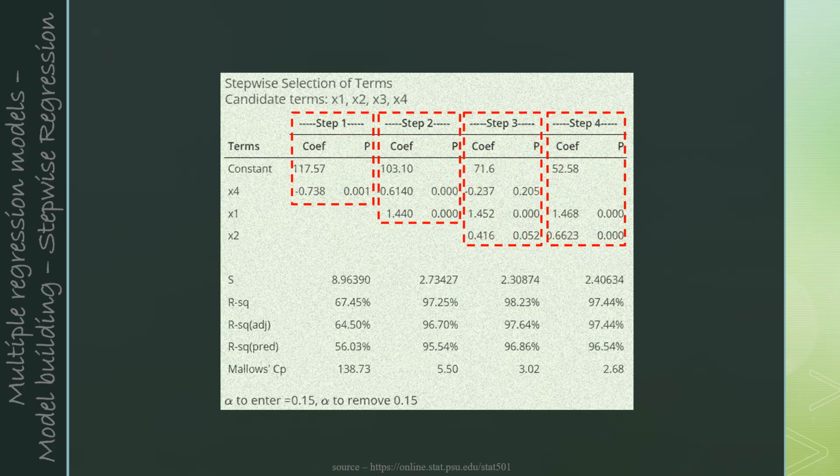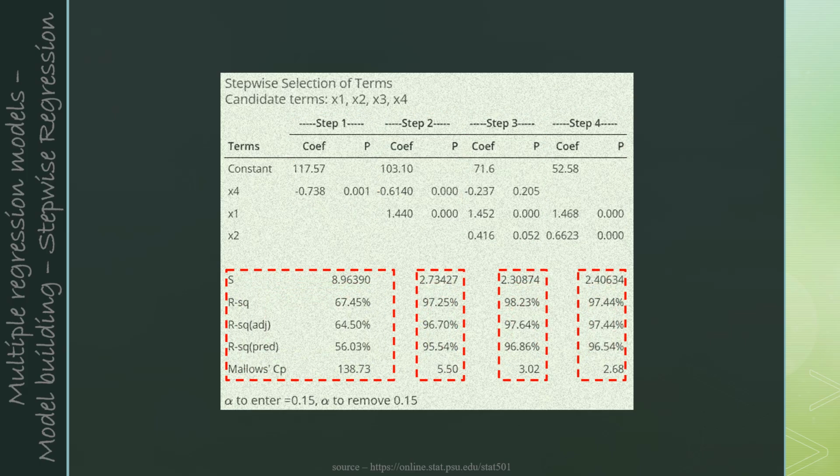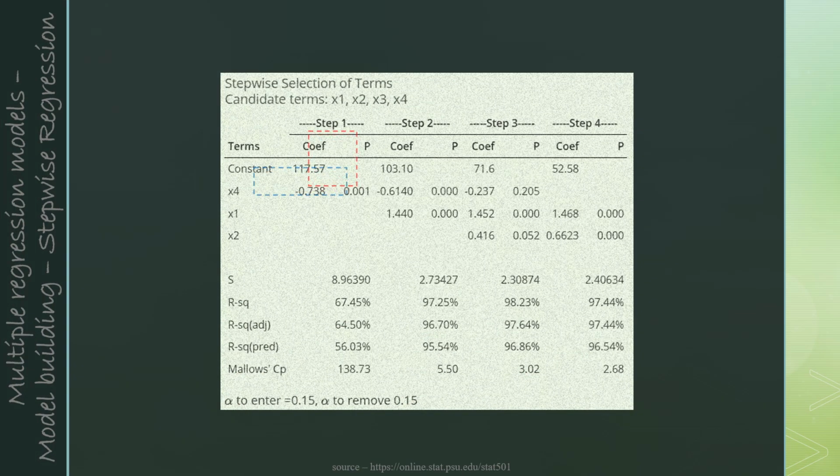The table at the top provides the details on the predictors added to or removed from the model at each step. The table at the bottom provides the details on the standard deviation of the residuals and various R-square measures at each step. Step 1 adds predictor x4 to the model. Standard deviation of the residuals, R-square and adjusted R-square at step 1 are calculated and presented. Predicted R-square and Mallows' Cp, which we will learn soon, are also calculated.